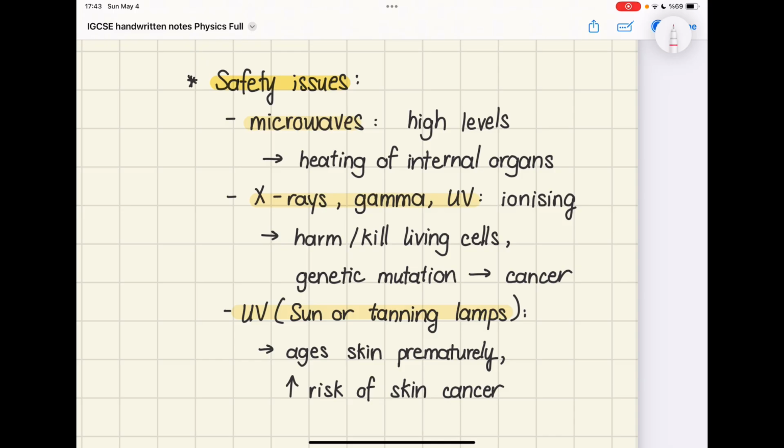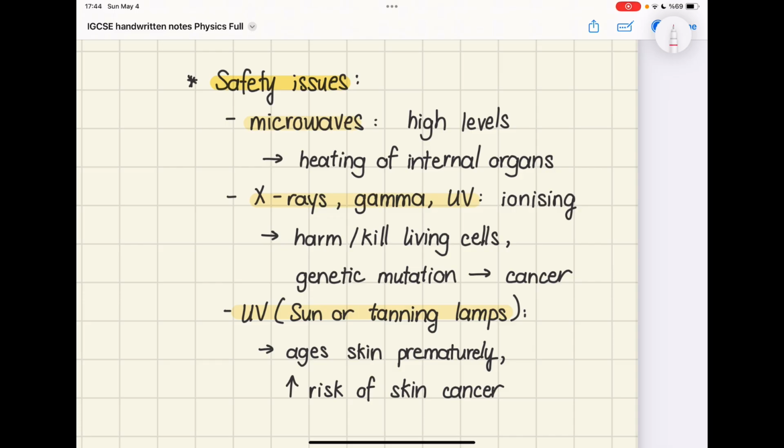Now we will talk about safety issues a bit. High levels of microwaves are not very good because of heating of internal organs. But microwaves are not radioactive. Please do not think this.